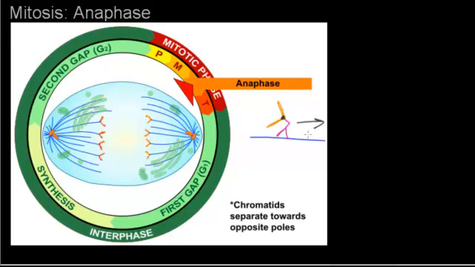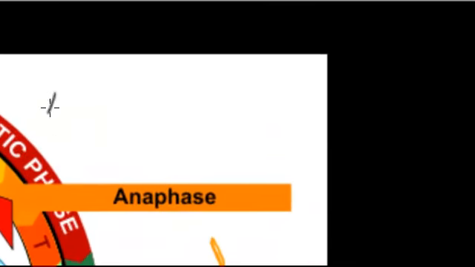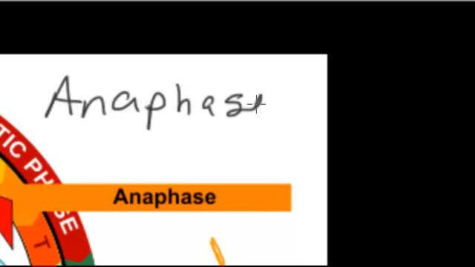Now, also what's happening here, though, is this entire apparatus, these spindles are being shortened. They're being shortened down here at this end. So the motor protein's walking it back, but the spindles are also being shortened at the other end. Okay, so that's anaphase. And you remember, the easy way, if we remember that metaphase is middle, we remember anaphase equals away.